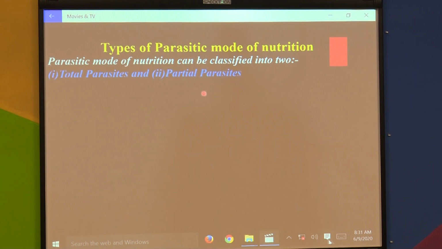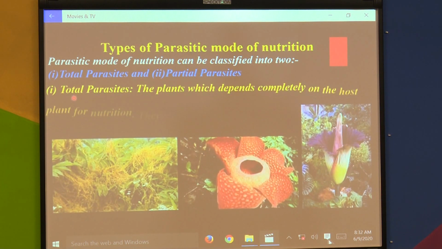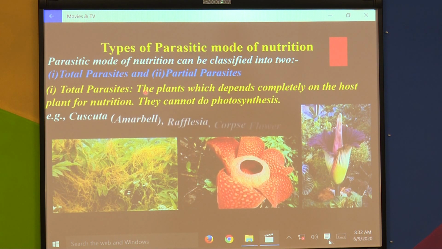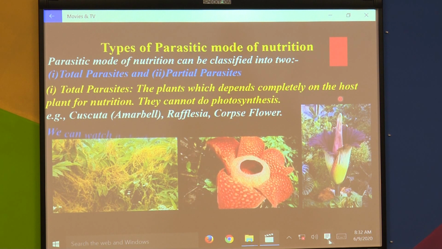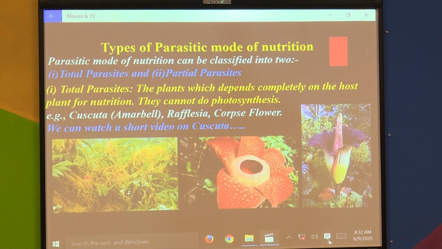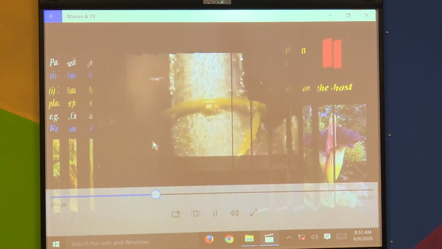From their names you can understand. What is meant by total parasites and partial parasites? Let us discuss one by one. First, total parasites. The plants which depend completely on the host plant for nutrition and cannot do photosynthesis are called total parasites. For example, cascata here, then second, rafflesia, in the second image, and third, corpse flower. Okay.